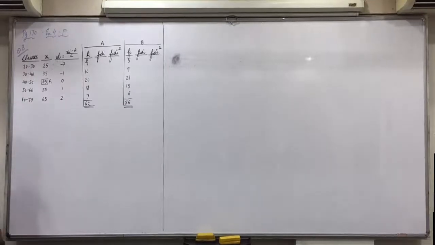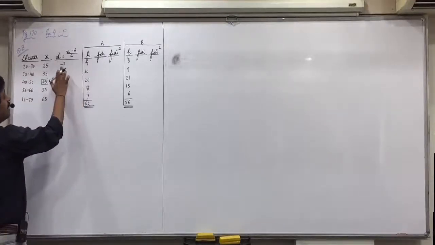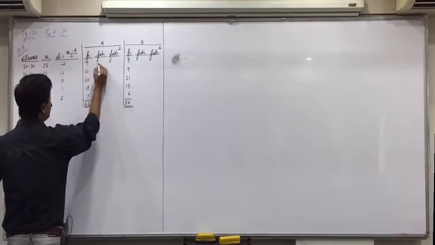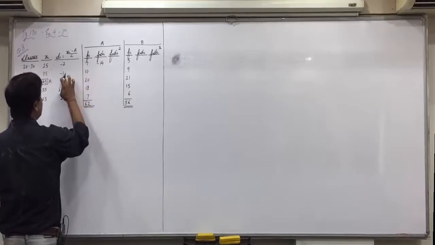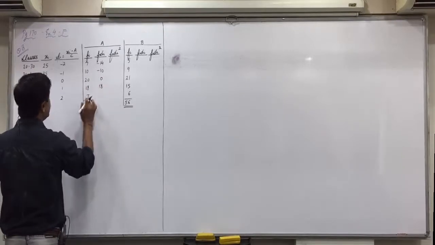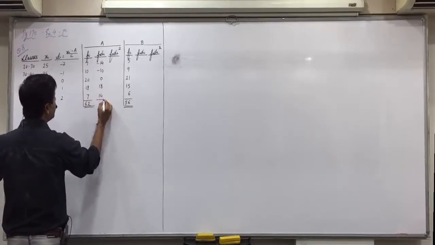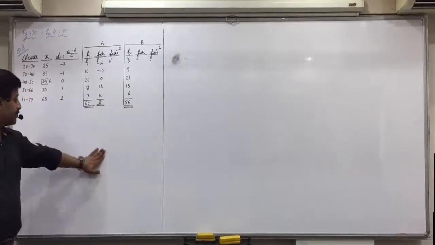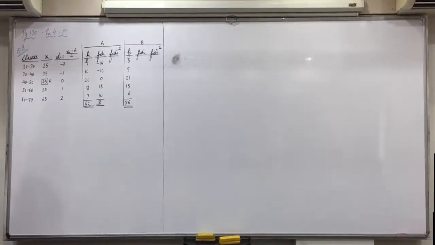Now team A, Kushal, did you write it? Now team A, FIDI. FI 7, DI minus 2. 7 into minus 2, minus 14. Then 10 into minus 1, minus 10. 20 into 0, 0. 18 into 1, 18. 7 into 2, 14. So 8 is the total. Any confusion in this? Raise your hand who did not understand this.